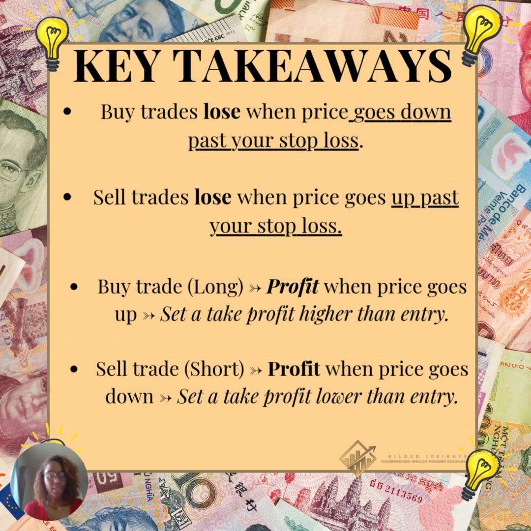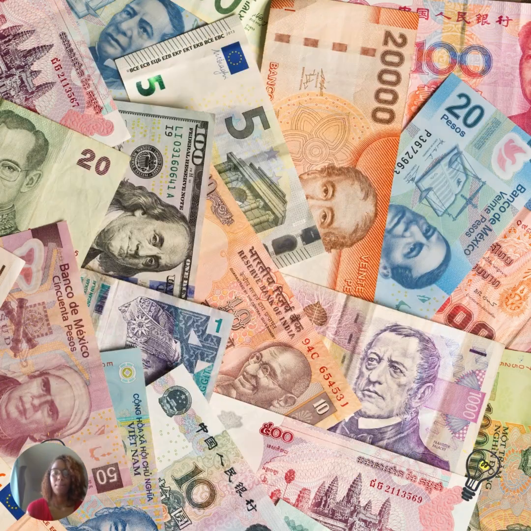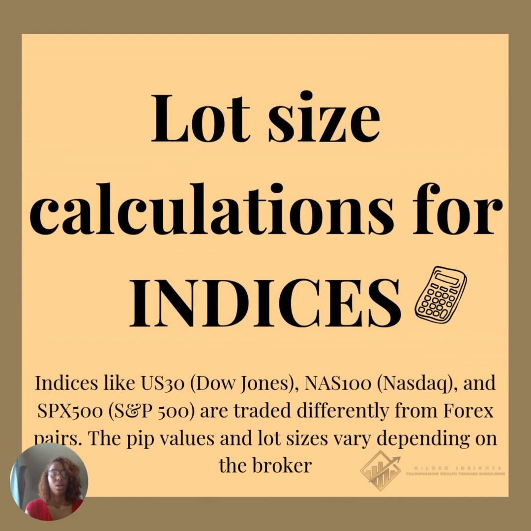Your buy trades profit when price goes up. So you always set a take profit higher than your entry. Your sell trades profit when your price is going down. You set a take profit lower than your entry. So you're selling high, buying low. You're buying low, selling high.